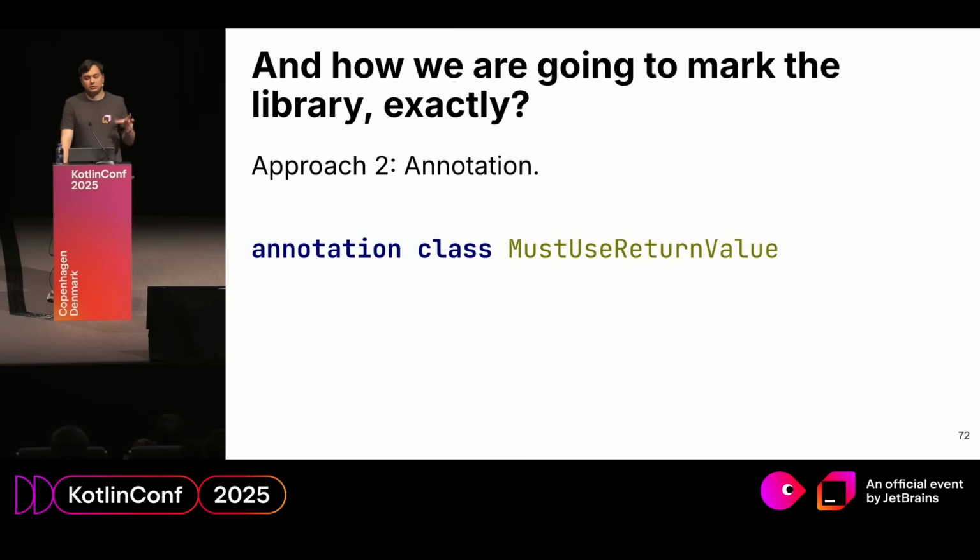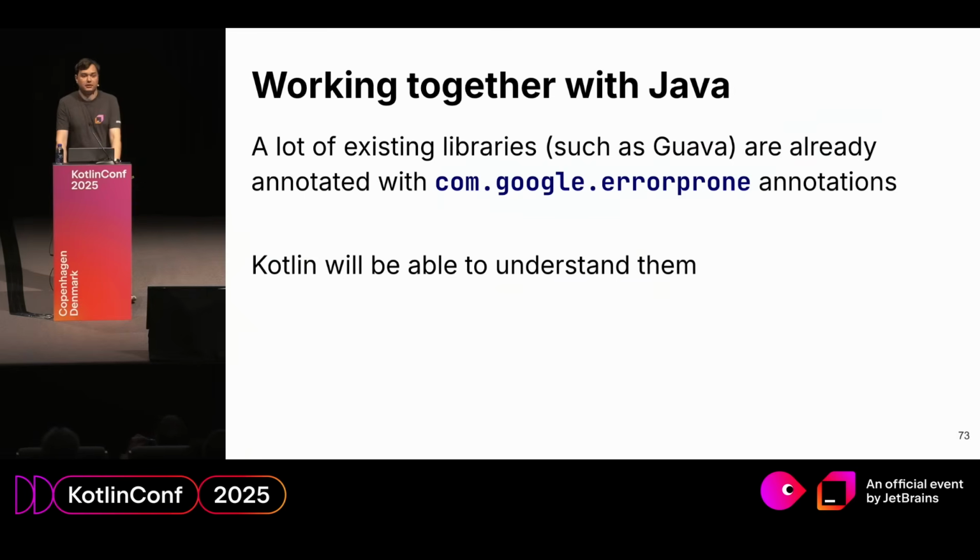However, having a recognizable annotation for such cases is a plus, because we can also understand some other annotations. For example, a lot of existing Java libraries, such as Guava, are already annotated with Google Error Prone annotations, such as CheckReturnValue, which I showed you in the beginning. So if we are able to understand them just like Kotlin's MustUseReturnValue, then we will have safer interop. We will be able to report both improperly used Kotlin functions and functions that are coming from Java.